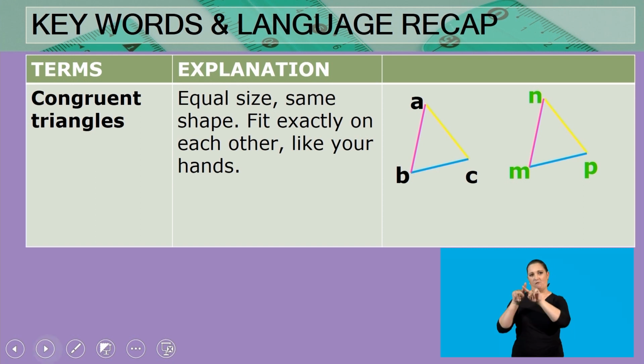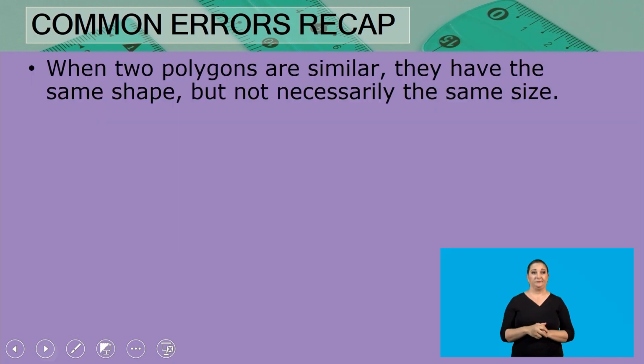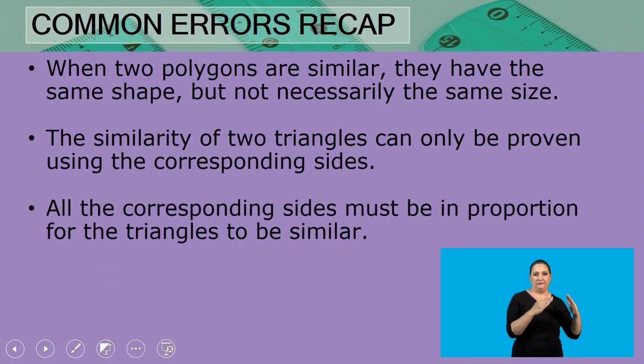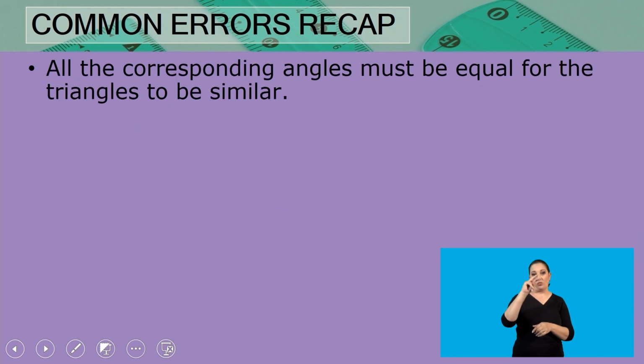Now, let's look at the things that you should remember or keep in mind when we are working with similarity and congruency. Firstly, when two polygons are similar, they have the same shape, but not necessarily the same size. The similarity of two triangles can only be proven using corresponding sides. All the corresponding sides must be in proportion for the triangles to be similar. All the corresponding angles must be equal for the triangles to be similar.